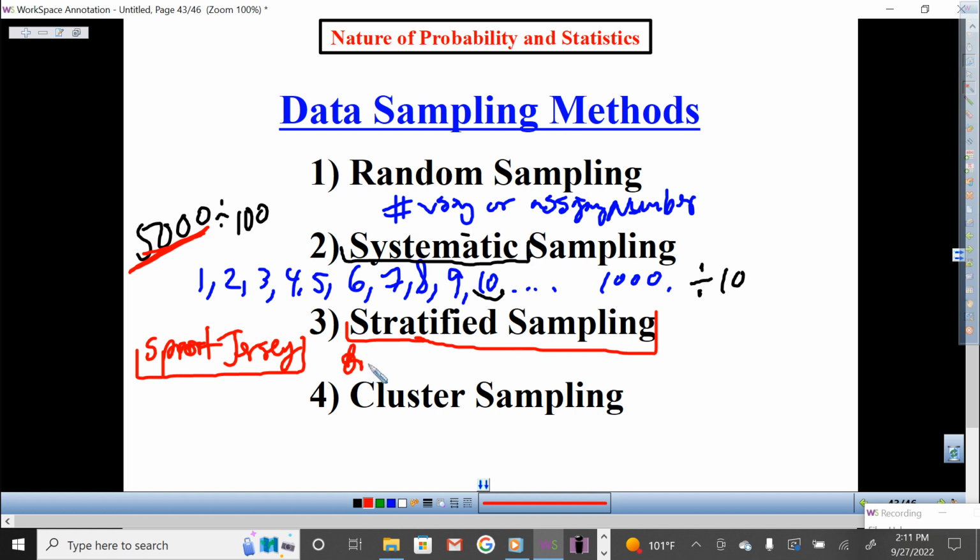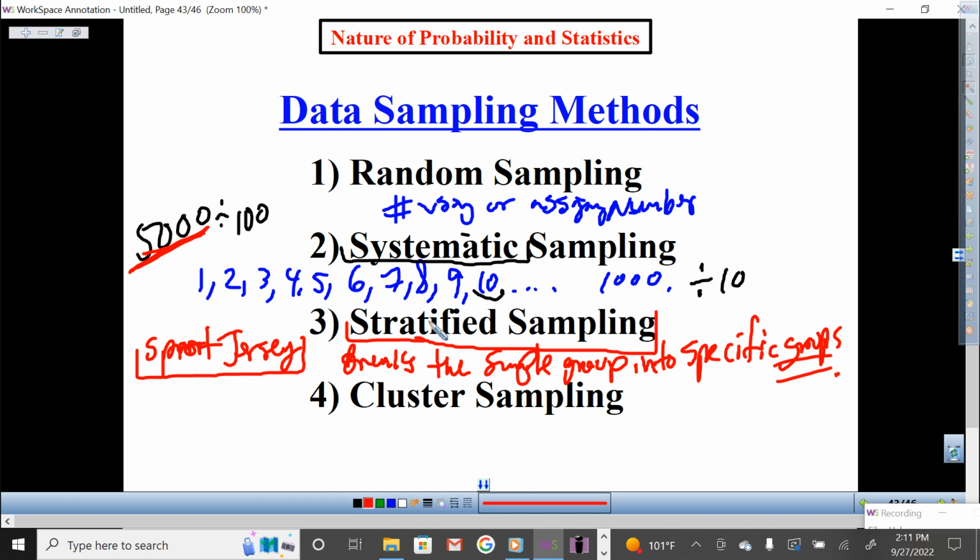So stratified, guys. Stratified breaks the sample group into specific groups for the survey. So yeah, in regards to, if I want to ask about sports jersey, from these 5,000, I'm going to break it into the groups that are into sports. Does that make sense? Yeah?